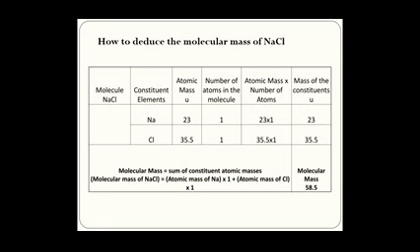So, Na1Cl1. Atomic mass into number of atoms. Sodium 23 into 1, 23. Mass of the constituent. Chlorine 35.5 into 1, that is equal to 35.5. That is the mass of the constituent element. So, 23 plus 35.5 is equal to 58.5.